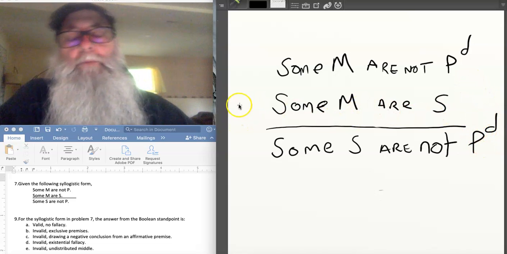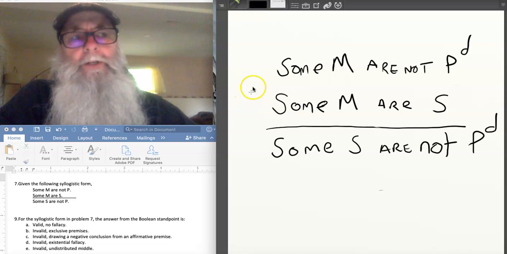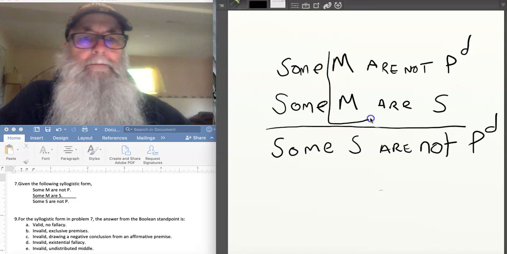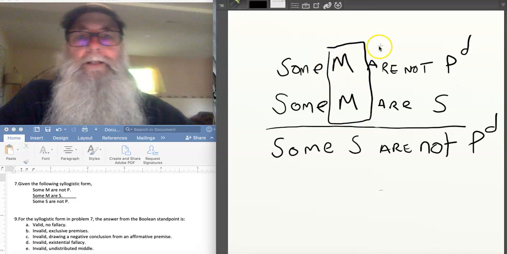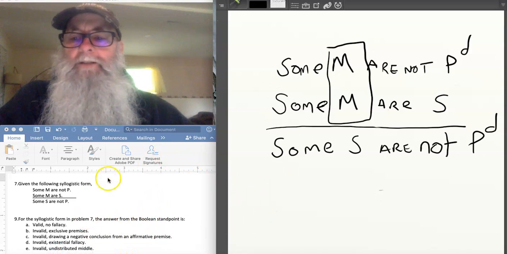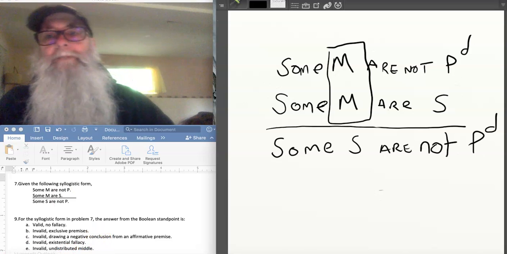Now I know rule number 1 says that the middle term has to be distributed at least once, and the middle term here is M. And it's not distributed at all. So this is an invalid argument because it's got an undistributed middle. So the answer to 9 is E, undistributed middle.